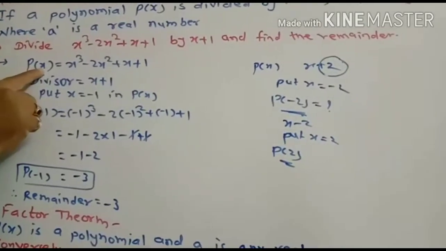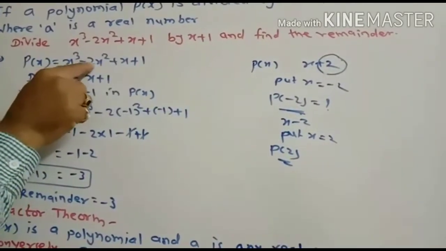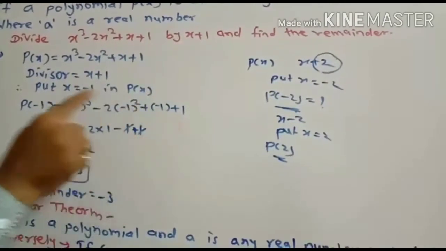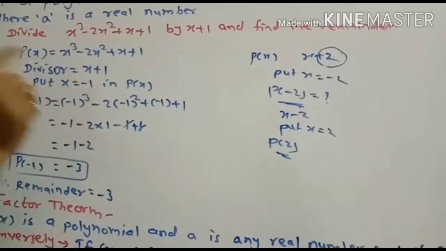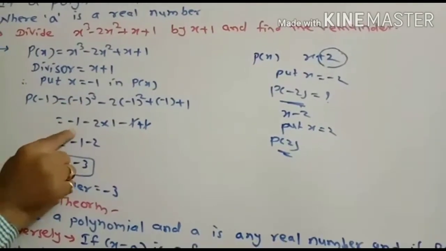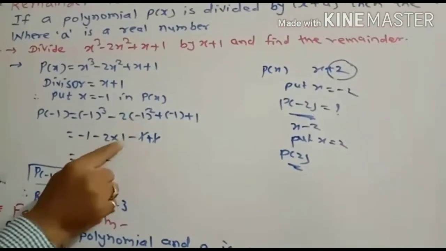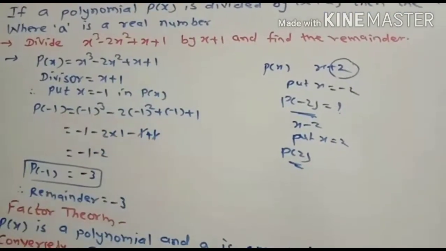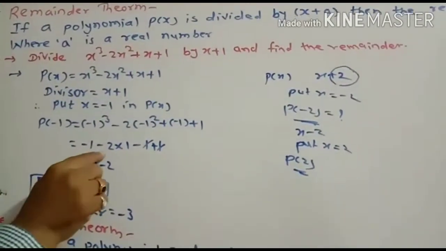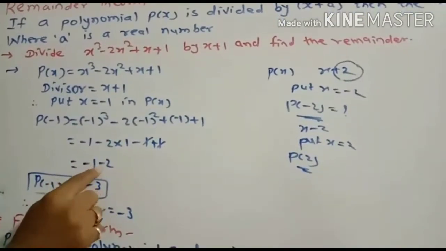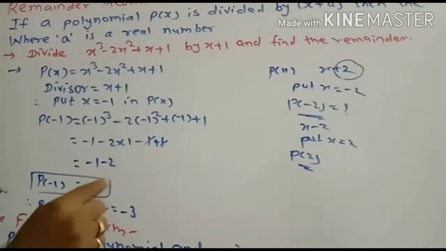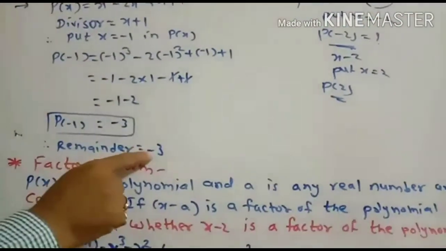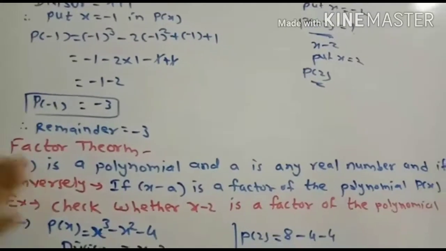We get p(-1) = (-1)³ - 2(-1)² + (-1) + 1. That means instead of x we put -1. The cube of -1 is -1. Minus 2 into the square of -1, which is 1. Plus -1 plus 1. Plus 1 and minus 1 get cancelled. Minus 1 minus 2 ones are minus 2. Minus 1 and minus 2 make minus 3. And this value, -3, is the remainder of the given polynomial. That is, the remainder is -3.